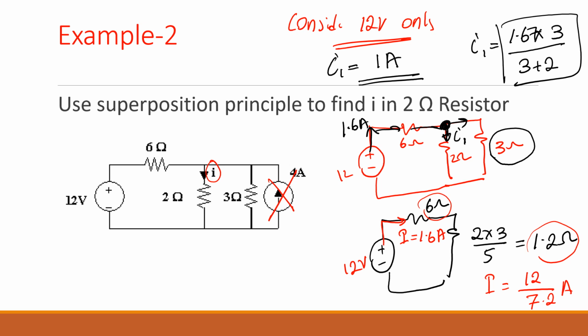Any question? Now if you have finished, I want you to do the other part. Consider the 4 amps only and find the current. Turn off the voltage source. I'll give you a few minutes if you have finished. Otherwise you can do it and let me know whether I have done anything wrong.